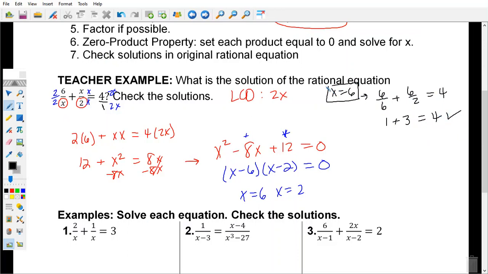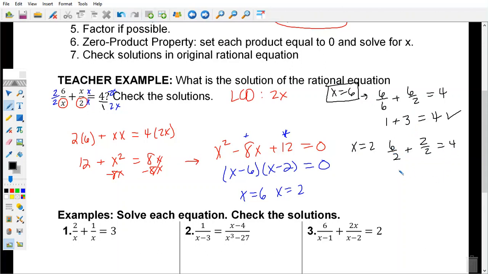So x equals 6 is a possible answer. We're going to do the same thing with x equals 2. We're going to plug it in for x. So we have 6 over 2 plus 2 over 2. And we want to know, does it equal 4?